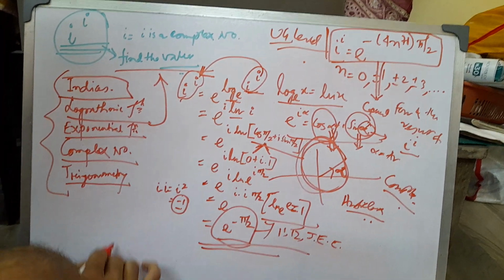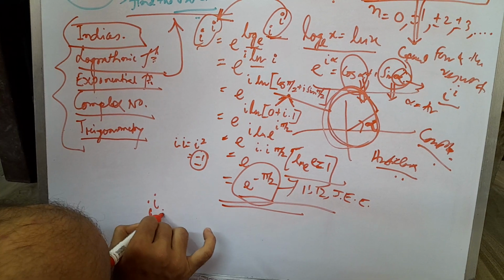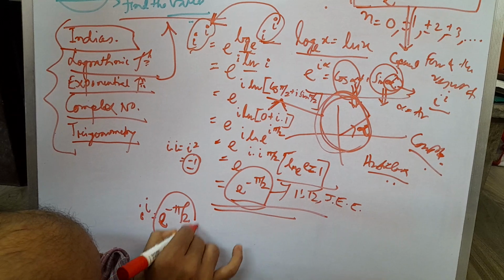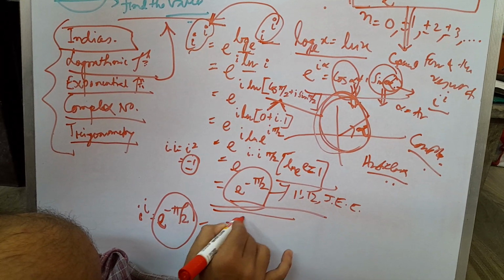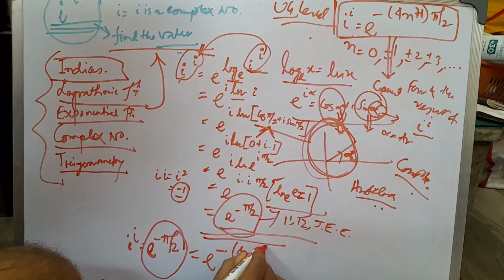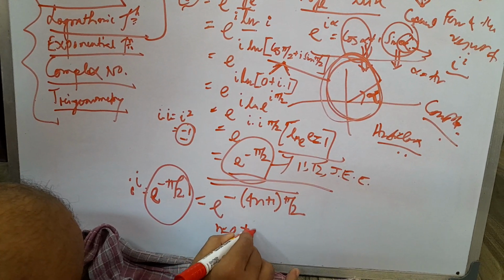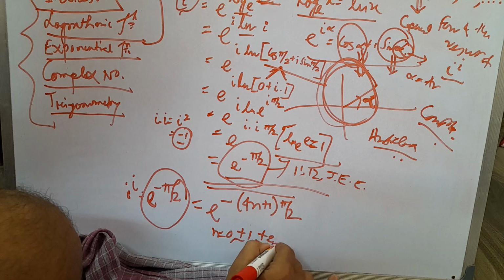So always remember that the value of i to the power i is e to the power minus pi by 2 for at least class 11 and 12, and then e to the power minus (4n plus 1) into pi by 2 in general, where n is equal to 0, plus or minus 1, plus or minus 2, and so on and so forth.